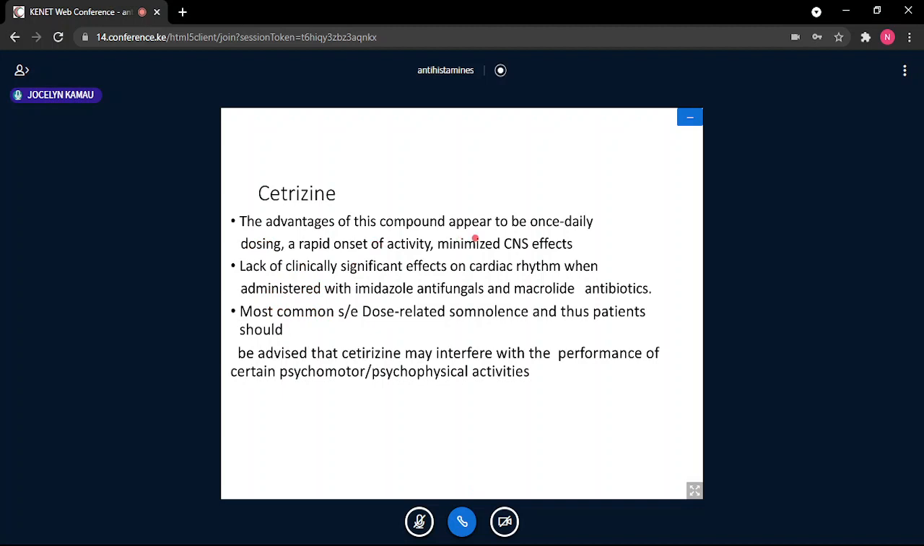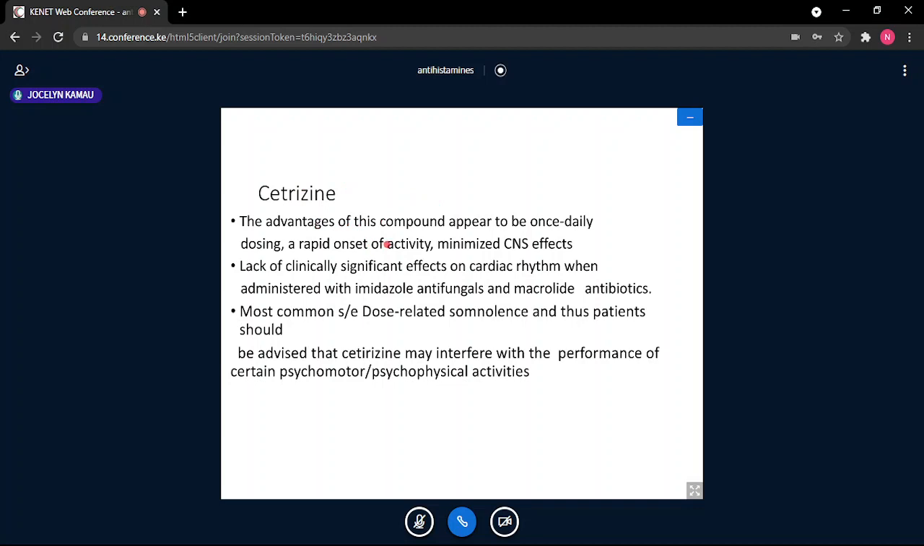The advantage of this compound appears to be once daily. Again, it has that big advantage. Cetirizine is a very popular antihistamine drug. It is out there as Zyzet, very popular, usually given as 10 milligrams once daily.